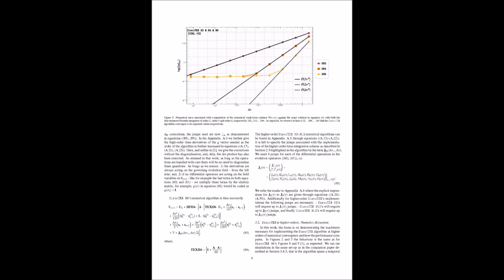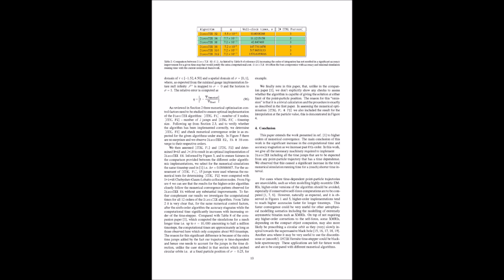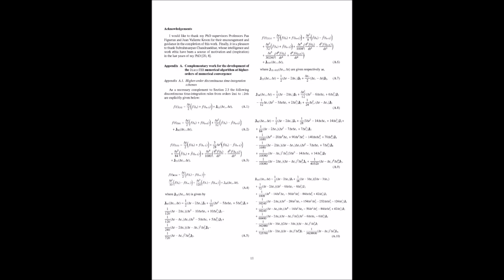I see. So the second order method, represented by the line labeled DiscoTEX H2, has the shallowest slope, indicating the slowest convergence rate. As we move to higher orders, the lines get progressively steeper, showing that we're getting closer to the true solution more rapidly as we decrease the time step size. Precisely. This figure nicely illustrates the advantage of using higher order methods when you need high accuracy. Even though those higher order methods might be more computationally expensive per time step, their faster convergence rates can lead to shorter overall computation times, especially when you need a very accurate solution.